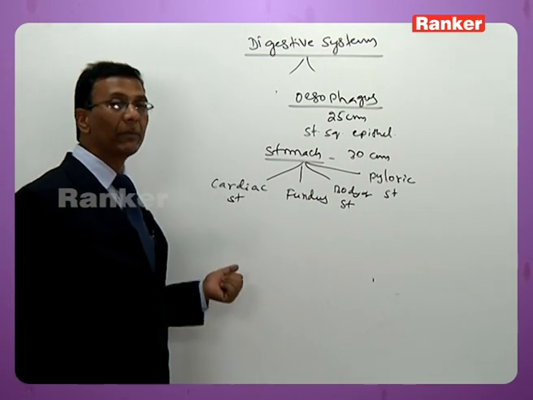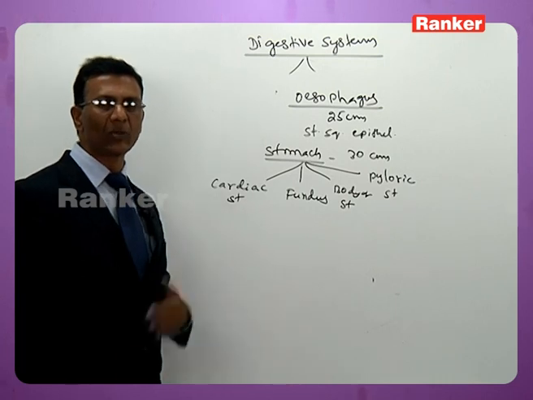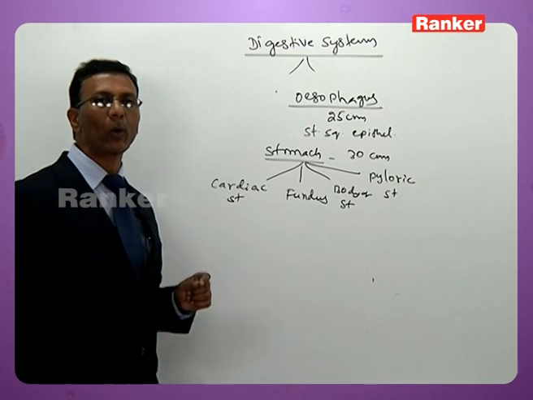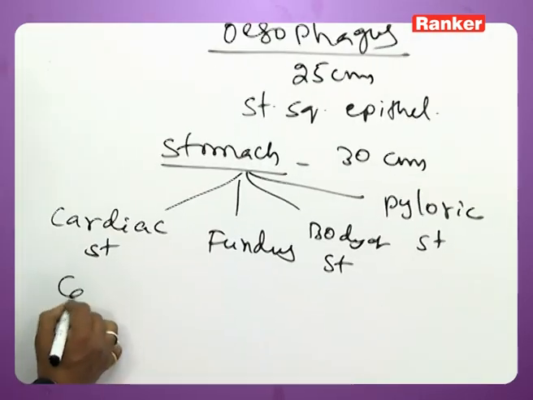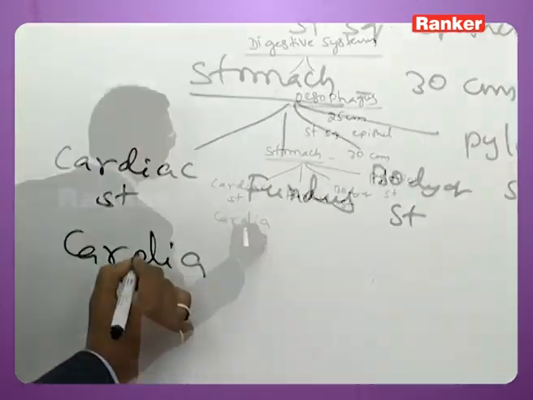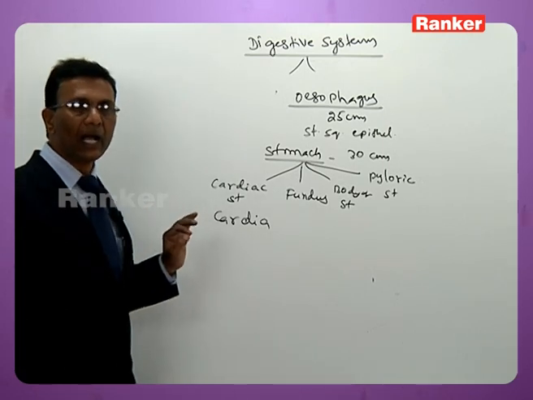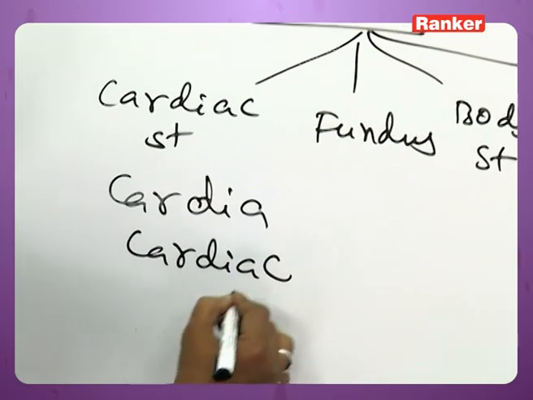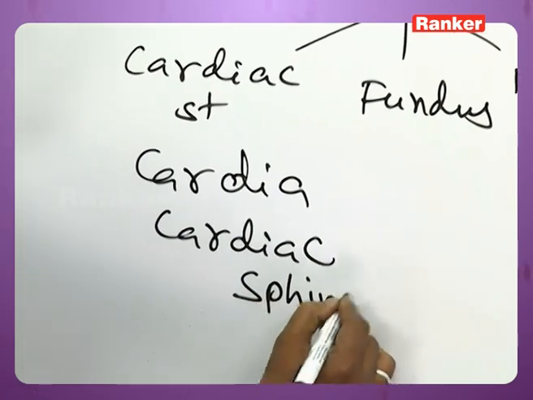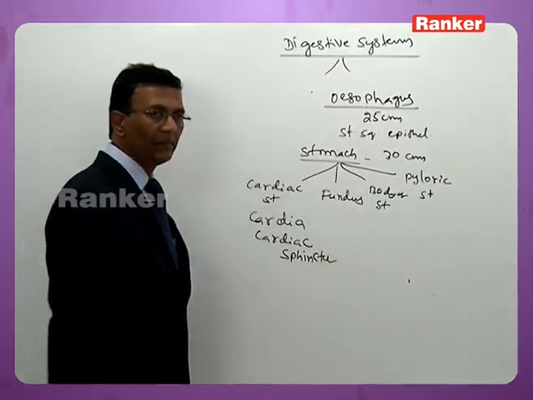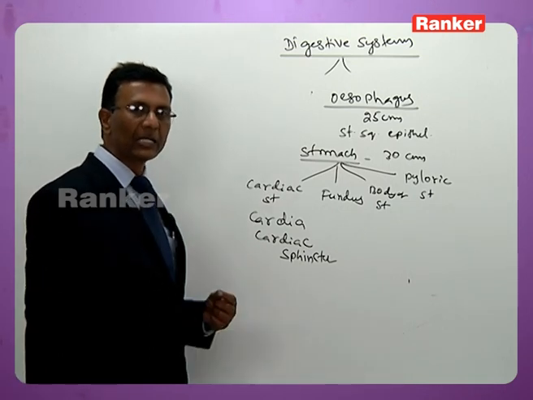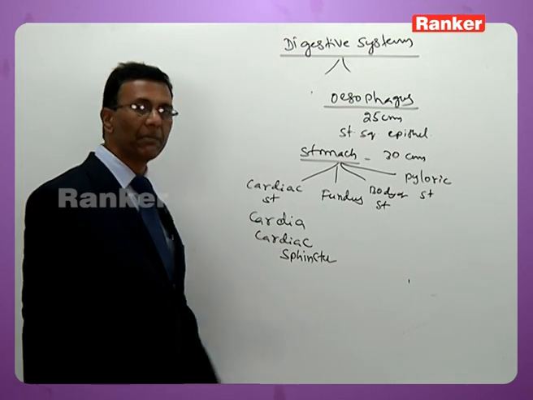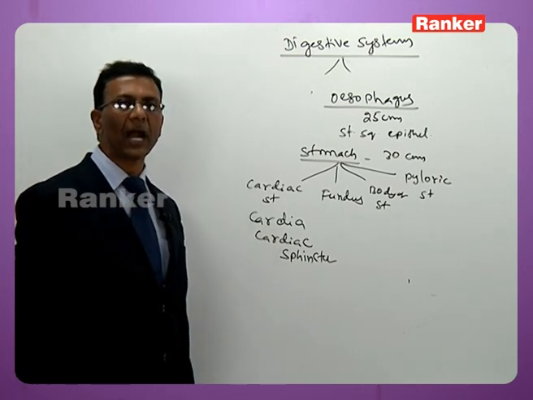Now the cardiac is the anteriormost part. Since it lies near the heart, it is known as the cardiac stomach. The esophagus opens into the cardiac stomach through an opening called the cardia. What is the opening called? Cardia. The cardia is guarded by a sphincter called the cardiac sphincter.